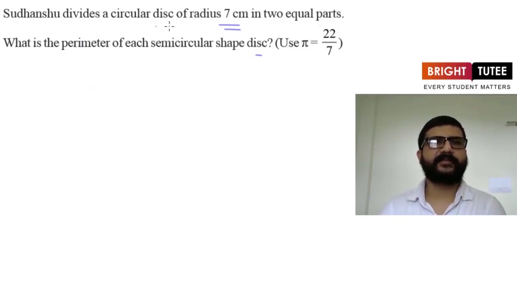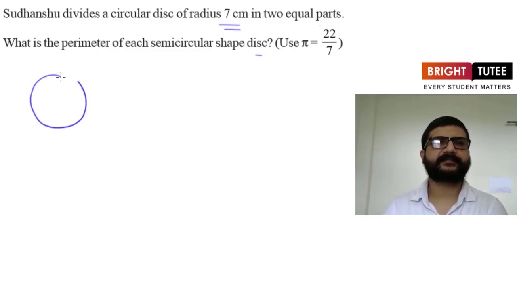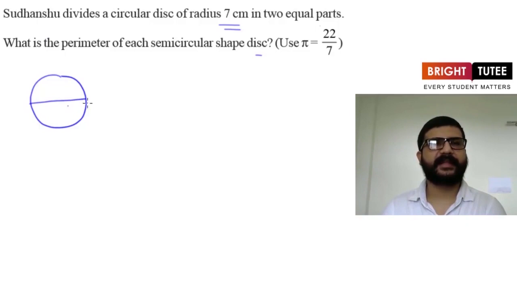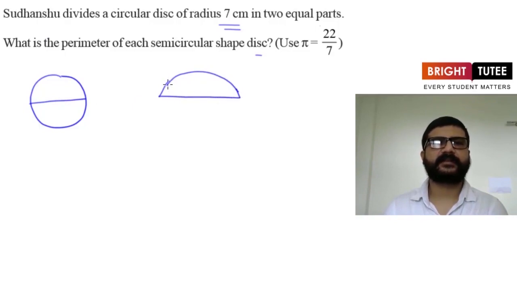Now here Sudhanshu has a circular disc. Let's say it is like this. Now what does he do? He divides this into 2 equal parts, or 2 equal semicircular shape discs, like this. So he will get something like this. So this will be the semicircular shaped disc. Now we have to find its perimeter. How can we find its perimeter?